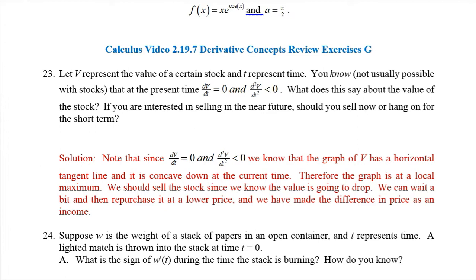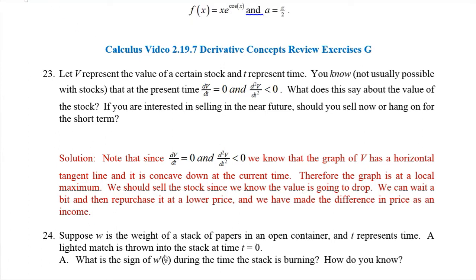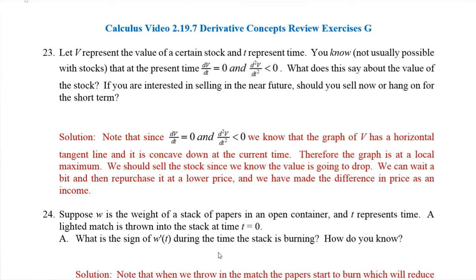Press pause now. Well, when we ask about the sign of a derivative, what we're asking about is whether the original function is increasing or decreasing. Now, when the paper is burning, the weight of the stack is going down. So the function W is decreasing, and so W prime must be negative.